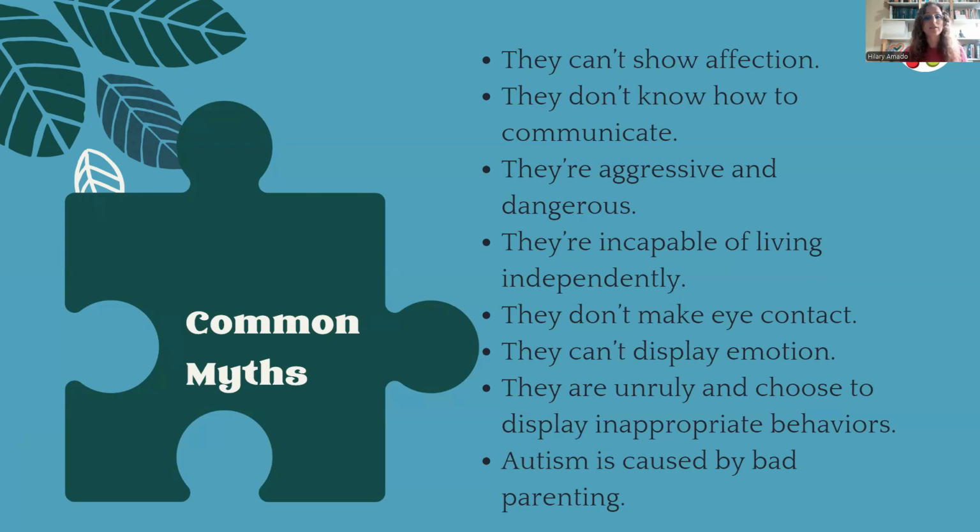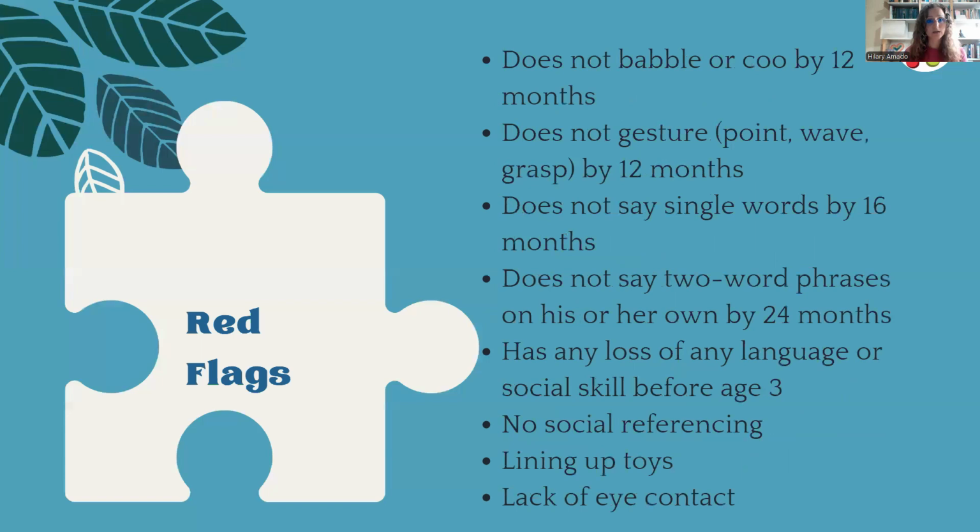Other myths are that they are aggressive and dangerous. They're incapable of living independently. They don't make eye contact. They can't display emotions. They are unruly and choose to display inappropriate behaviors. And that also another common myth is that autism is caused by bad parenting.